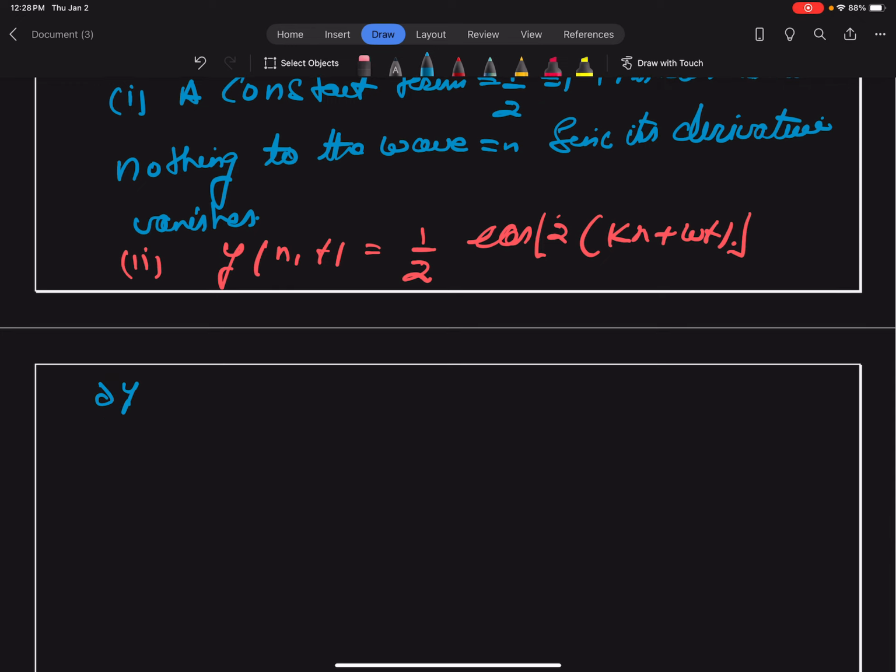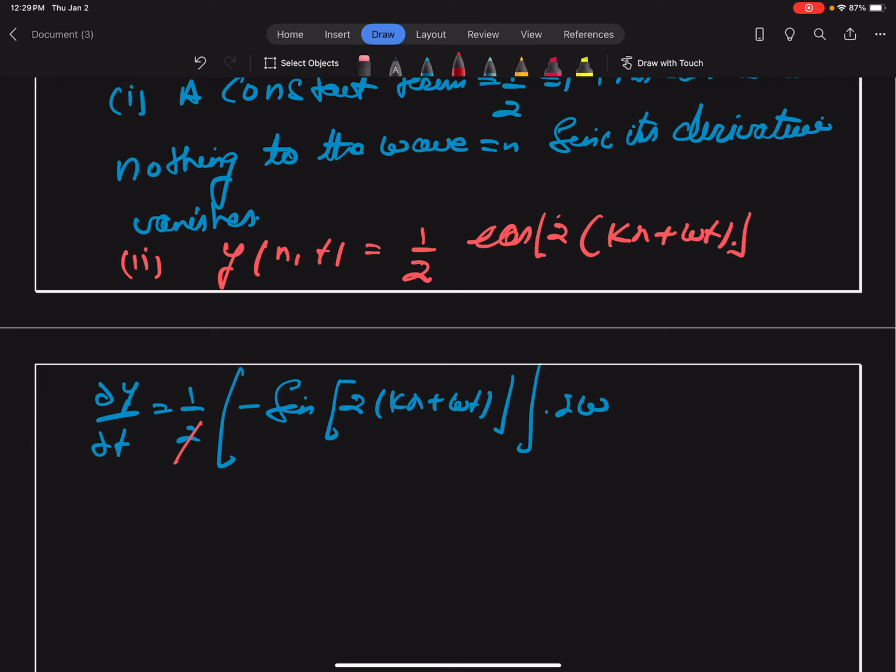So the first derivative with respect to time t, this will be equal to 1 by 2, and we get this as minus sine of 2 kx plus omega t multiplied by 2 omega, and this can be further solved as 2 goes with 2, and this can be written as minus omega sine of 2 kx plus omega t.